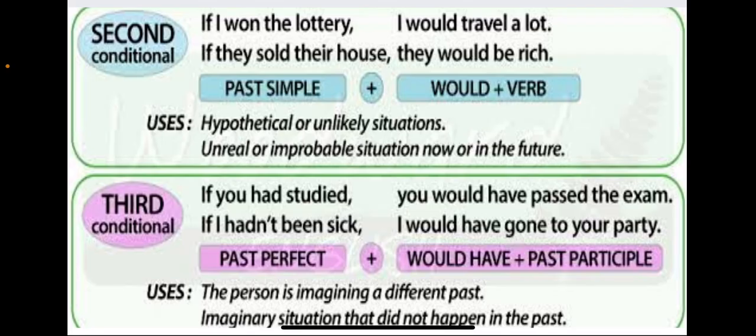Then we have the second conditional clause, which talks about an unlikely situation, meaning a situation which is very rare to happen, which sounds like impossible, right? Unreal. And then the last one is third conditional. Third conditional means we're talking about and imagining a different past.